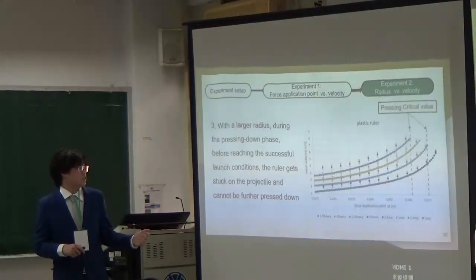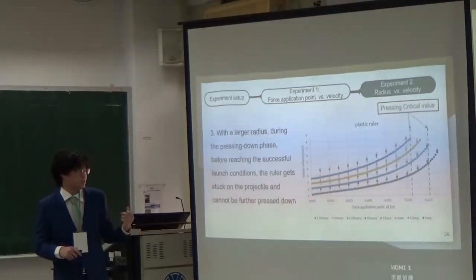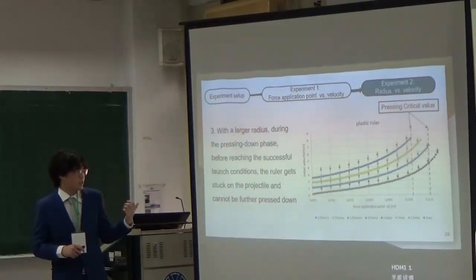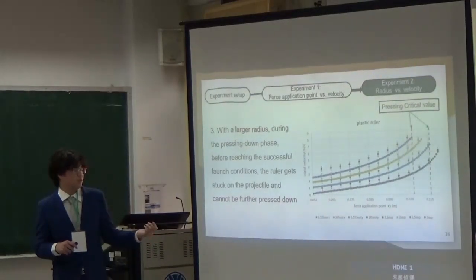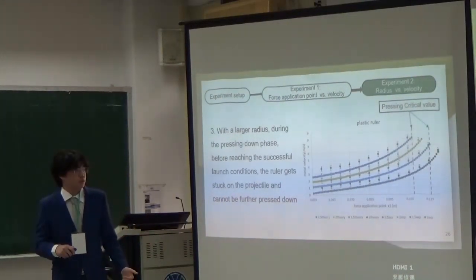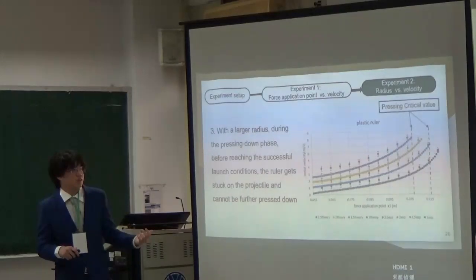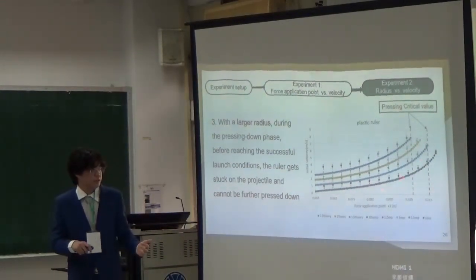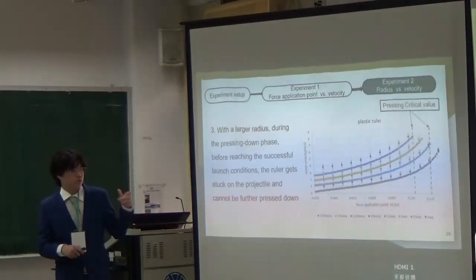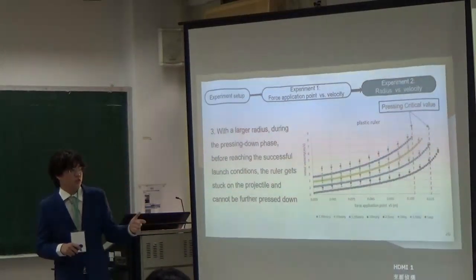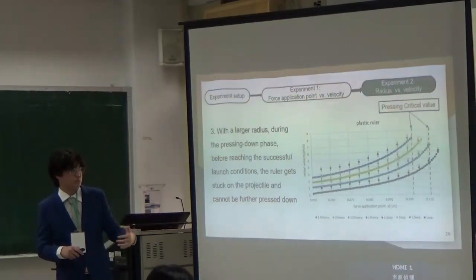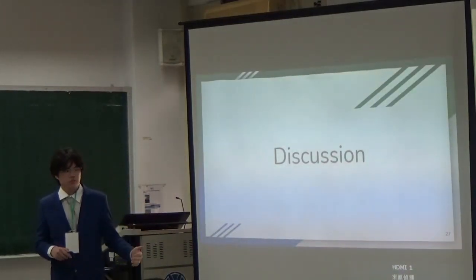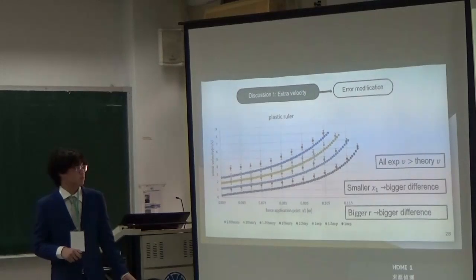And with a larger radius, during the pressing down phase, before reaching the successful ejection condition, the lunar gets stuck on the projectile and cannot be pressed down further. So I can find the boundary, like the pressing critical value over here, and each radius will have a different boundary. And so let's move on to the discussion.